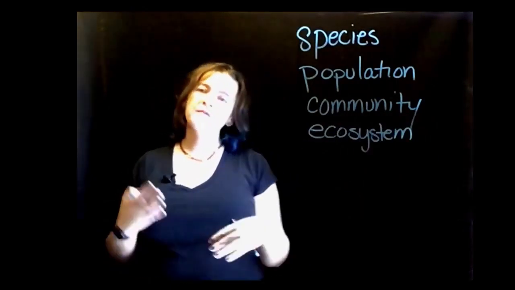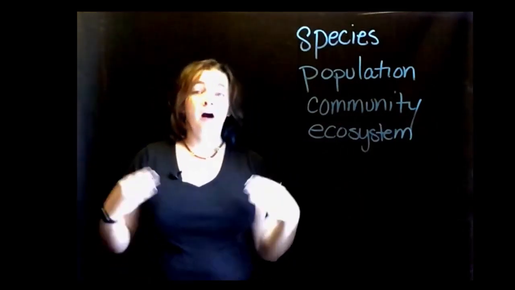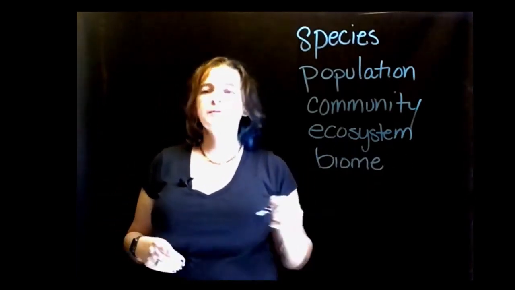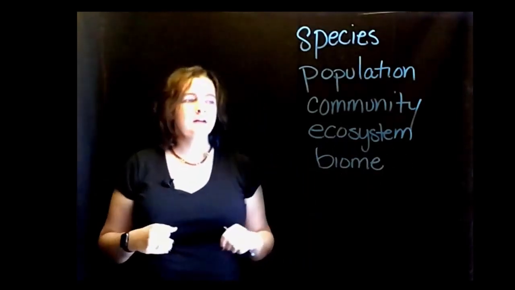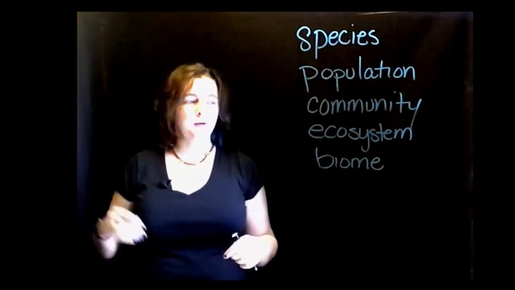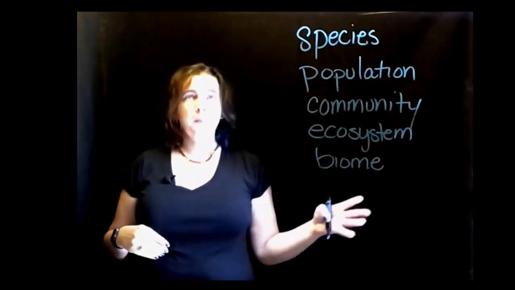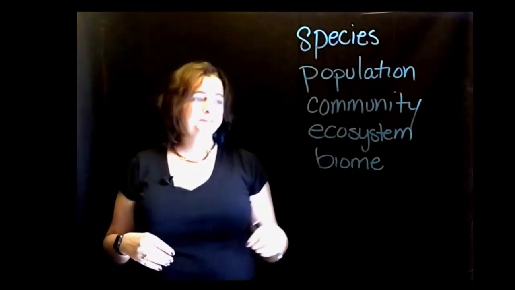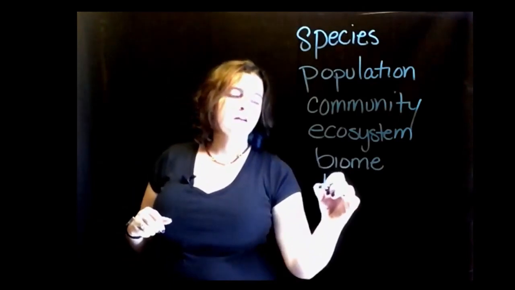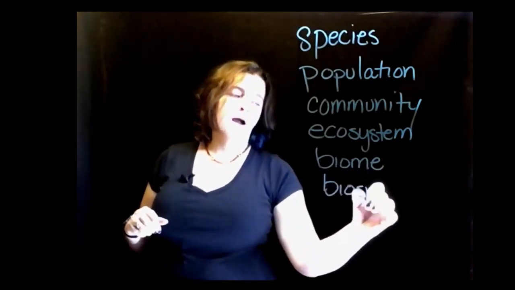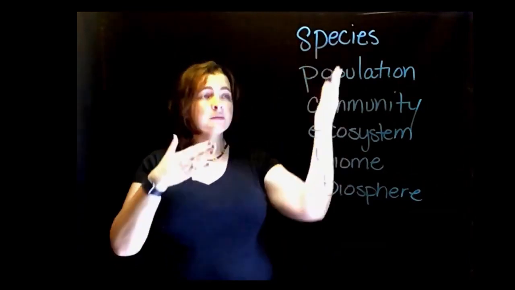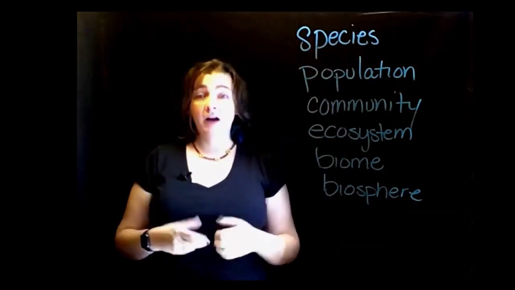When you put a bunch of ecosystems together that are similar, you're going to get a biome. And biomes are things like the tundra, the taiga, the temperate forest as we live in, temperate grasslands, chaparral, tropical rainforest, and so on. When you take all of the biomes and put them together, that is when you get the biosphere. The biosphere is basically planet Earth. Now let's take a look at how some of these species and populations interact with each other.